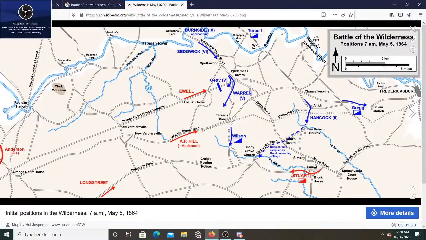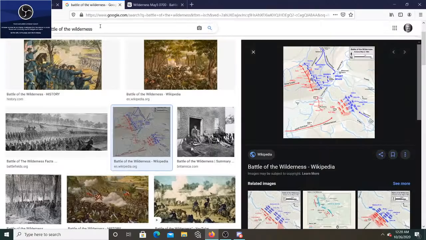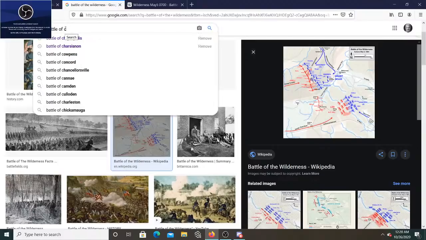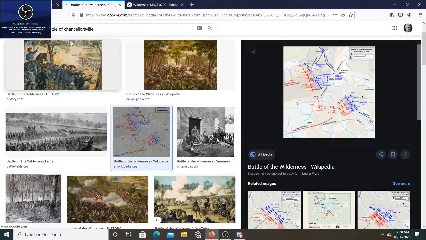You want to move on to the next battle right now? Yep. So number four is... Chancellorsville, not too far from the Wilderness. So we're moving, what, a mile to the east, maybe? Yeah, a few miles. Like 4 or 5, maybe. Oh. If that.